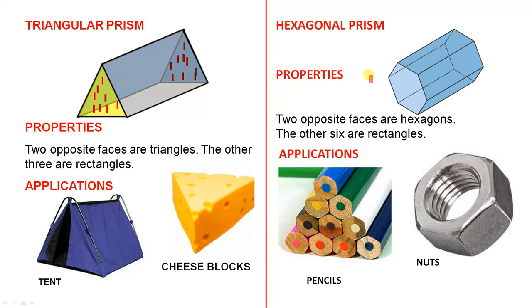The hexagonal prism, notice here we have a hexagon right there, and also at the back. And those 2 faces are joined together by lines. So with the properties, 2 opposite faces are hexagons, the other 6 are rectangles. The applications in the real world: we have all seen these pencils, whether they're coloured pencils or not. See how it's the shape of a hexagon there.